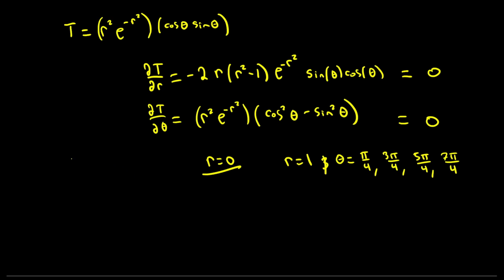Which correspond directly to the critical points that we solved for before for this function when we investigated it in Cartesian coordinates. So I think this is a really neat and illustrative example, showing that it doesn't matter in some sense what coordinate system we use as long as we're consistent with our mathematics.